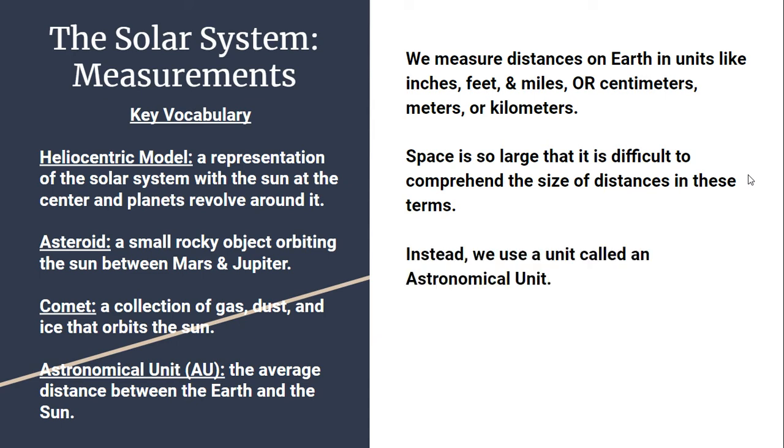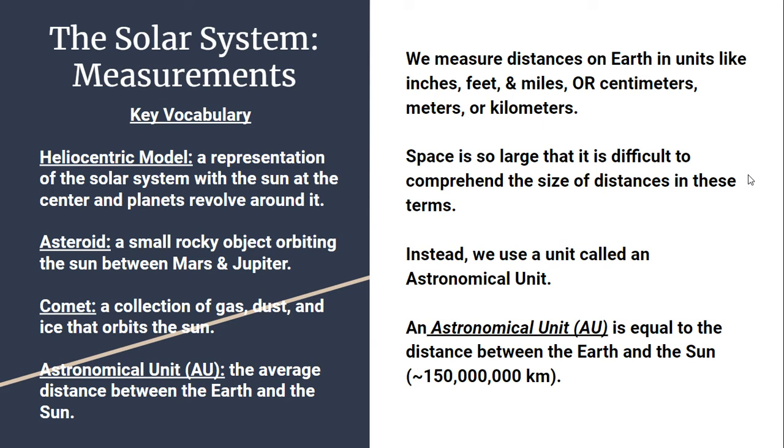So instead, we've created a distance measurement called the astronomical unit. It's abbreviated with AU, and it's equal to the distance between the Earth and the Sun, which is roughly on average about 150,000 kilometers.